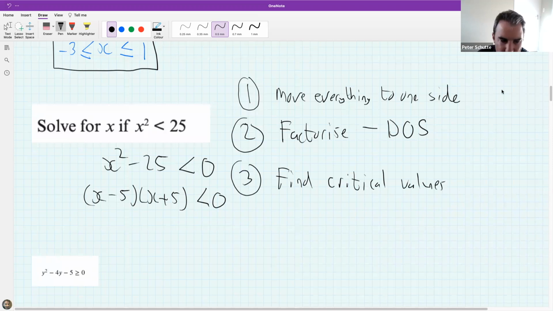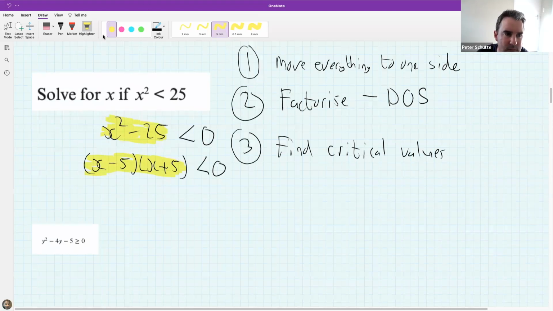or the zero values for this expression. So what are my critical values for this particular algebraic expression? So that was the original bit, and then we factorized it. What are my critical values? Take a moment to think about that and pop your answer in the chat. So I think it will be 5 or minus 5.